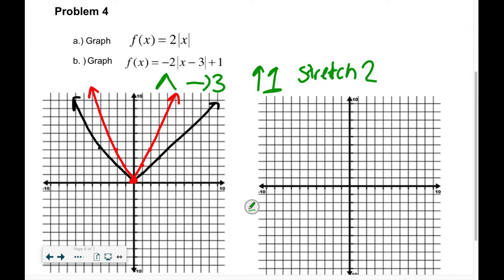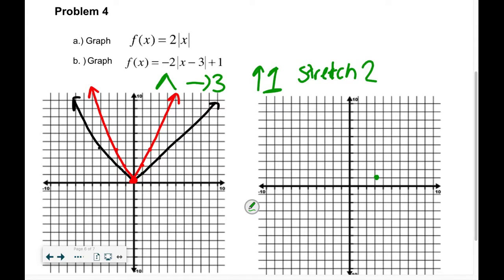Stretch 2. All right, so what's my vertex going to be if we're over 3, up 1? Over 3, 1. 3, 1. Okay, so that's my vertex.